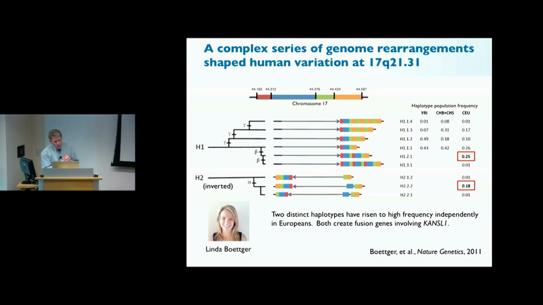And then if you look at the frequency of these haplotypes in the population, you see that there's two in particular that have gone to really high frequency in Europeans, although they're pretty much absent in the rest of the world. And Linda found that, interestingly, both of these haplotypes involve different fusion genes, different fusions that involve the KANSL1 gene. And because of the large inversion, these two haplotypes probably have difficulty recombining. So these two haplotypes with these fusion genes have gone to high frequency independent of each other at this locus on chromosome 17. And this locus has been associated with various phenotypes, including fecundity in Icelandic women, which was studied by deCODE.